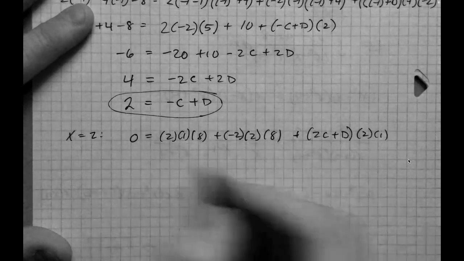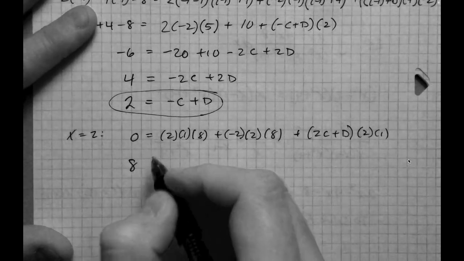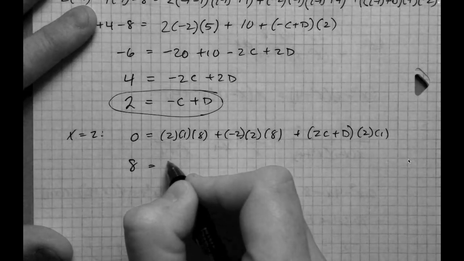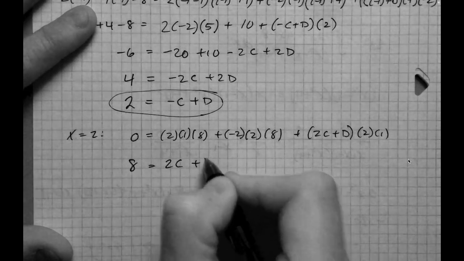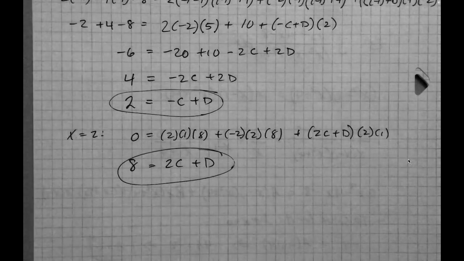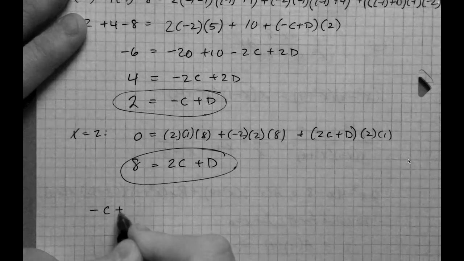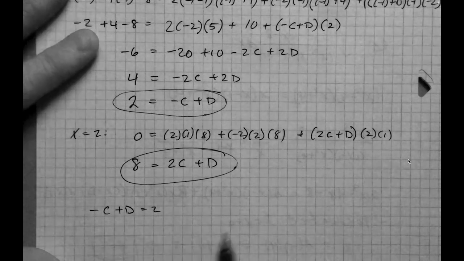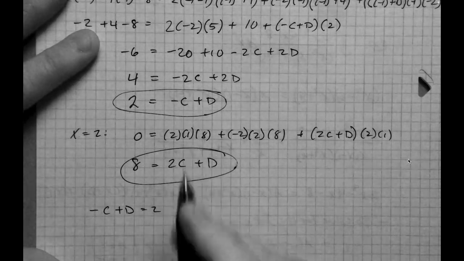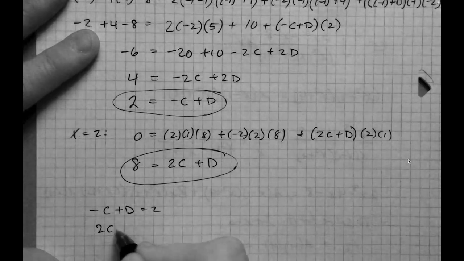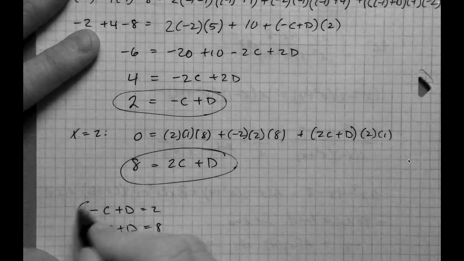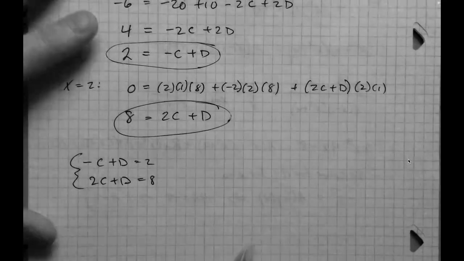Right, and then you kind of work that down, and what you end up with is 8 equals 2c plus d. All right, so there's your other one. So now we have a system. Can we solve this? Negative c plus d equals 2 is the first equation. The second equation is 2c plus d equals 8. So you've got this system here, and we can definitely solve this.